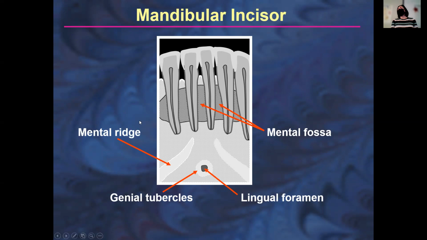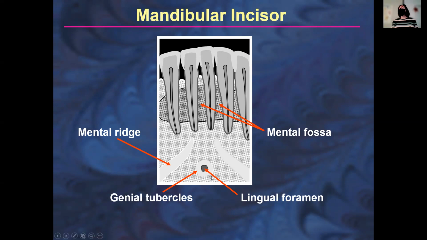And then the mental ridge, which goes off from the center at an angle right below the central and lateral incisors. It can look like a pretty defined line coming down, or you might not see it. Again, it just depends on people's anatomy.